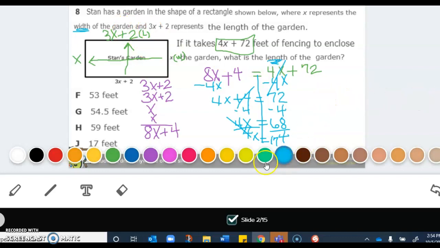The length tells me so far that 3x plus 2 is the length, right? Because we know what x is now, we can plug in the value that we worked out. So we can say 3 times 17 plus 2 will give me the length of that side. So 17 times 3 gives me 51, plus 2 is 53. So the correct answer for this one is F.